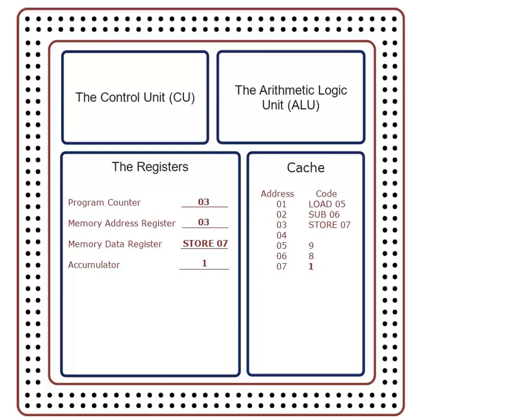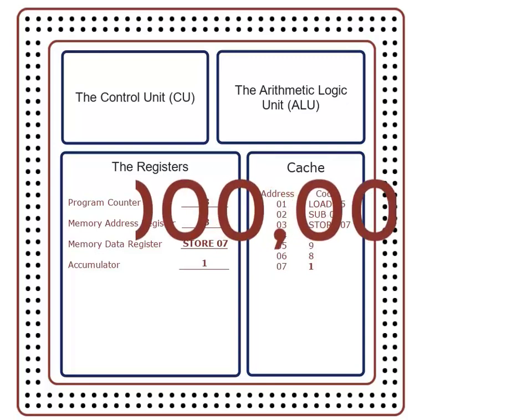In a modern CPU, this fetch, decode, execute cycle will be carried out billions of times a second.